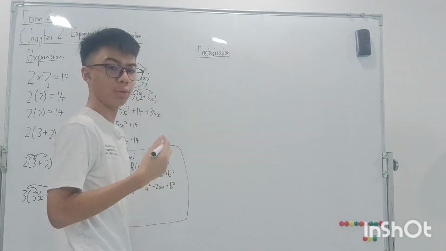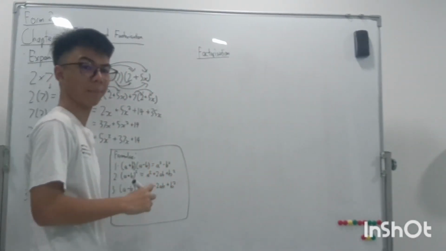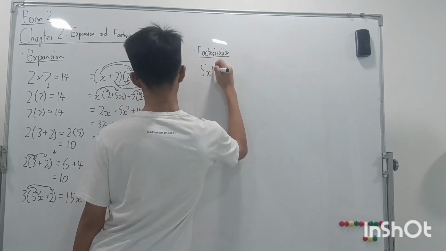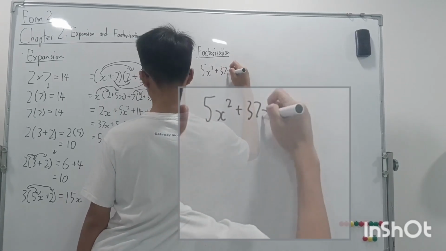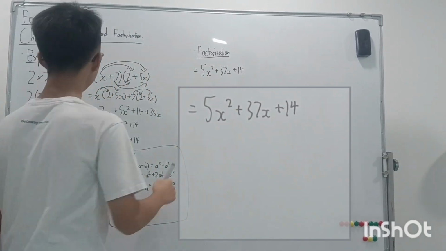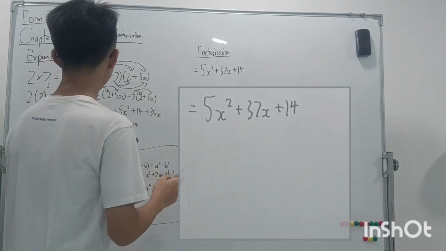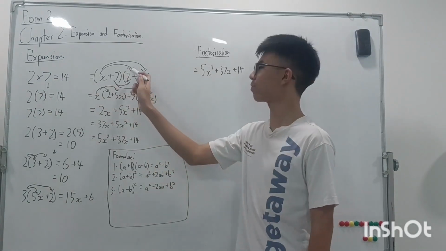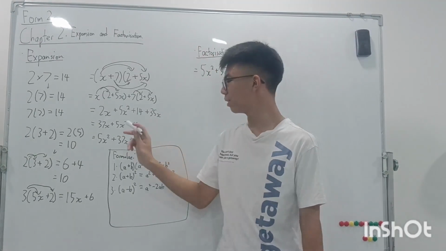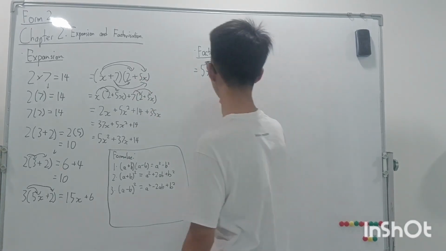So there are multiple ways to factorize, and I'll show you two in this video. So let's take a polynomial, for this one for example. So 5x squared plus 37x plus 14. Factorizing is going to be the opposite of expansion. So instead of expanding this equation in this form to this, factorization is just going to be reversed. So we're going to turn this form back into this. How do you turn this back into this? Well, there are two ways.